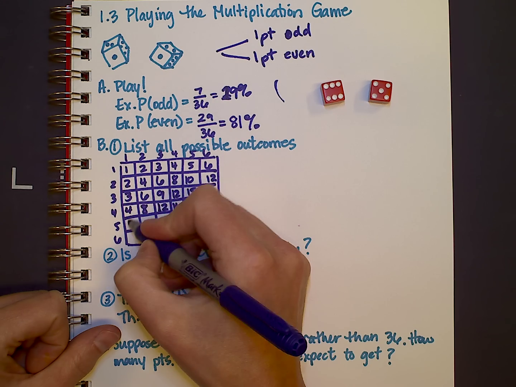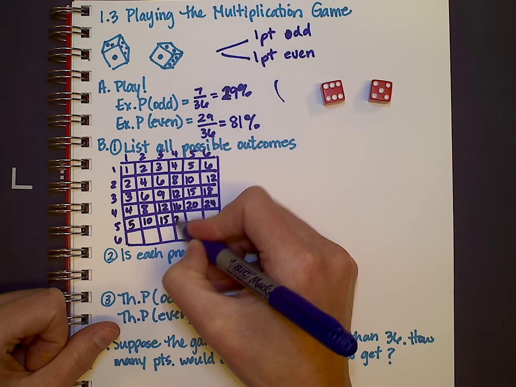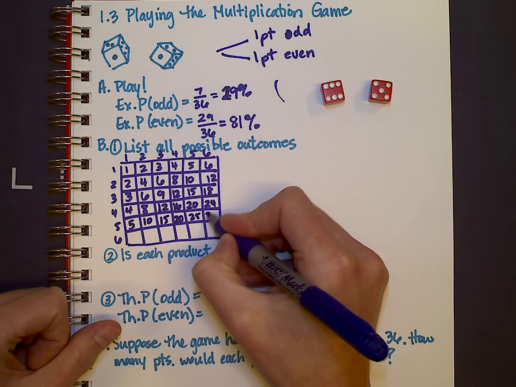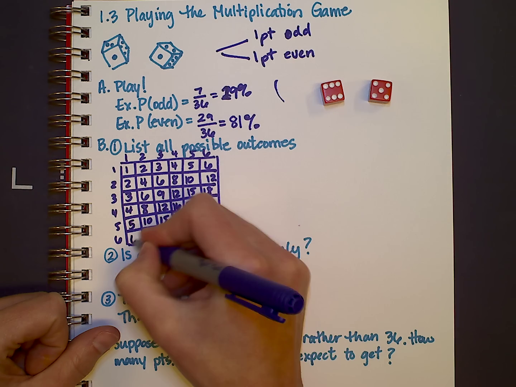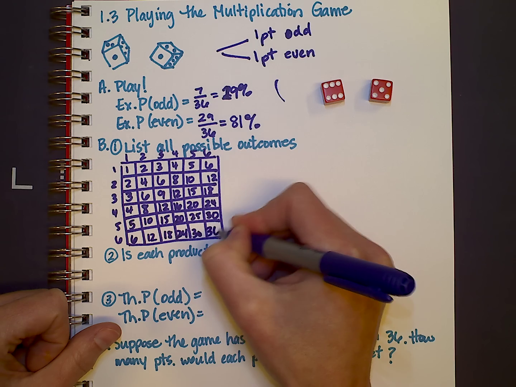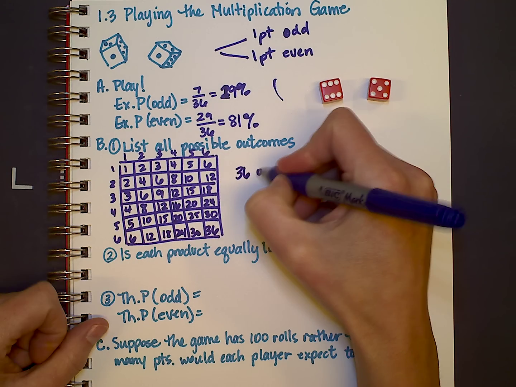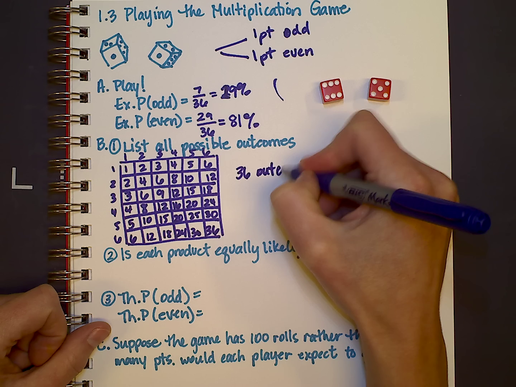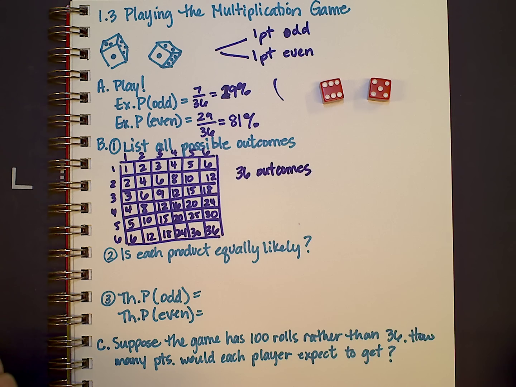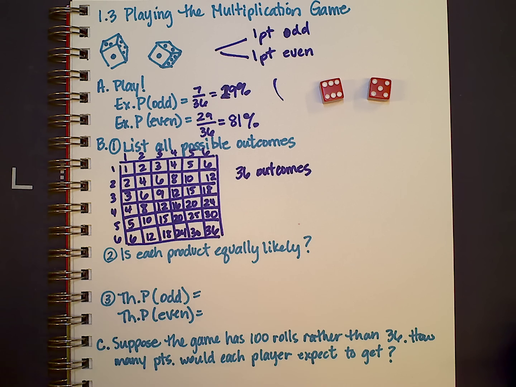We'll go through the 5s now. 1 times 5, 2 times 5, 3 times 5, 4 times 5, and the 6s. Okay, so I can see I have 36 cells here, so first of all I'm just going to write down that I have 36 possible outcomes, and that's going to be an important thing to remember and to understand. In order to really analyze the theoretical probability, you have to know that there are 36 outcomes.